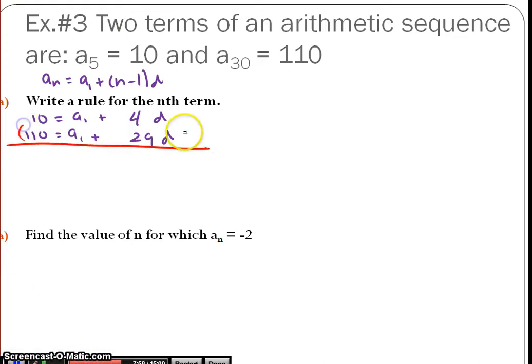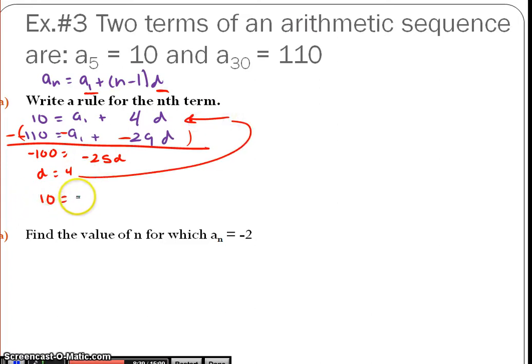So I'm going to multiply this first term by negative. So it becomes negative 110, negative a1, negative 29d. So I have 10 minus 110 is negative 100. Those cancel away, and I have 4d minus 29d is minus 25d. Solve for d, and you get 4. Okay, so that's one of the things I needed to find, d. Now I need to plug it in to find my other unknown, which is a1. So I'm going to plug d into here. Okay, so I have 10 is a1 plus 4 times d, which is 4, or a1 is, I get 16, bring it to the other side, negative 6.